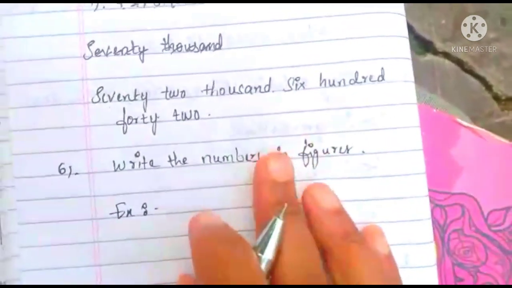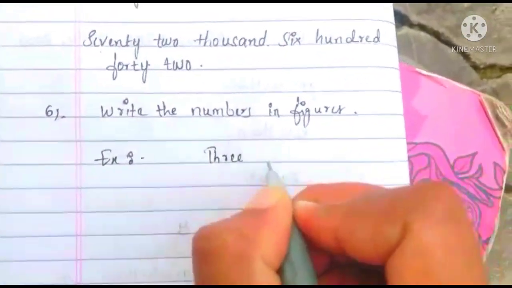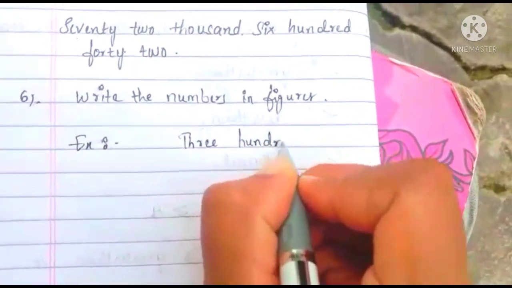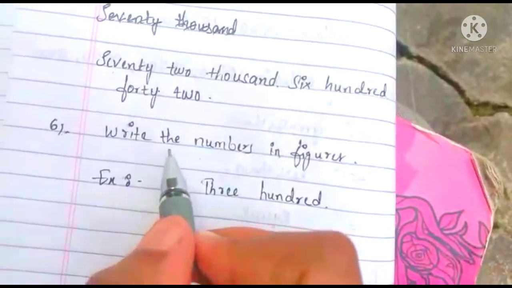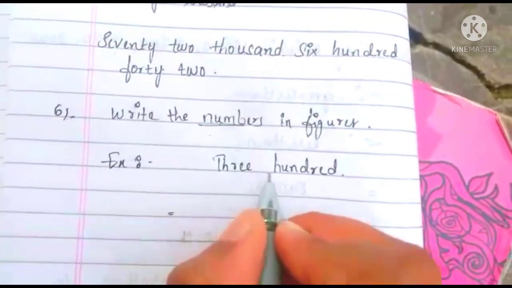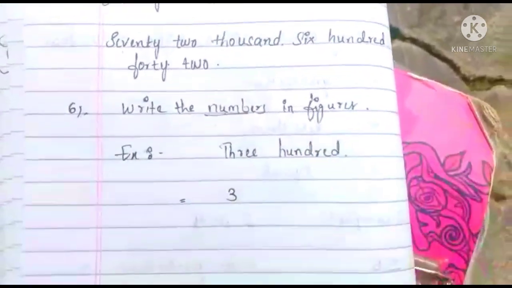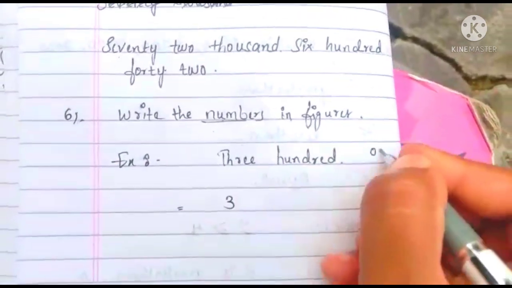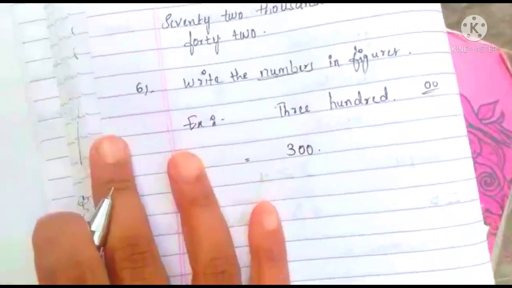Okay, here see 300. Then we have to write the numbers here. Number means what? We have to write numbers here. 3 means 3. 100, how many zeros in 100? 2 zeros. So 300. Simply you have to write it like this.